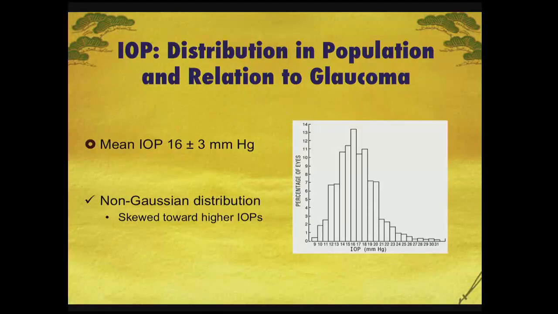Okay, so intraocular pressure, the mean in the population is 16 plus or minus 3 millimeters of mercury. That data actually comes out of a Northern European population, so in reality it might be a little bit different for the whole world. But what probably does hold for the whole world is that there's a non-Gaussian distribution of pressure with more pressure skewed towards the higher end of that 10 to 21 range that we all learn about.